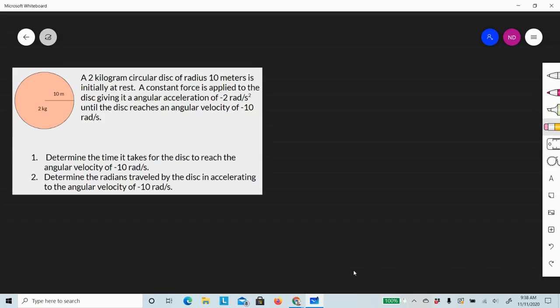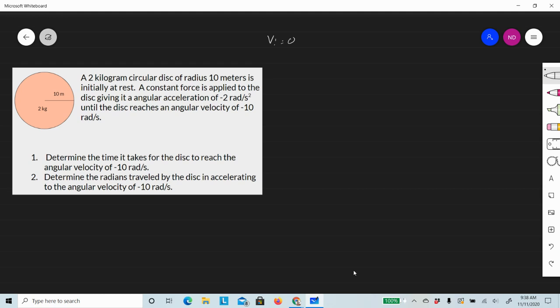All right, here's the first example for rotational motion. It's really not that complicated, but for some reason, the symbols make people think it's more complicated than it really is. Here we go. A 2 kilogram circular disc of radius 10 meters is initially at rest. You would typically write that and think to yourself, all right, VI equals 0.